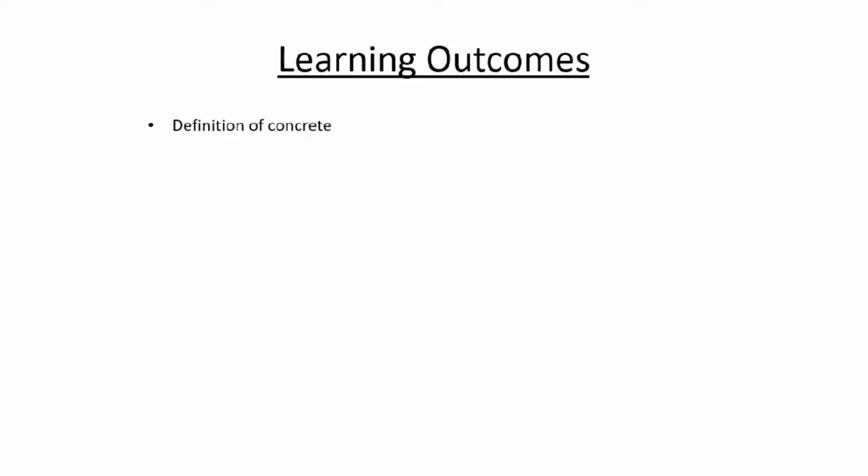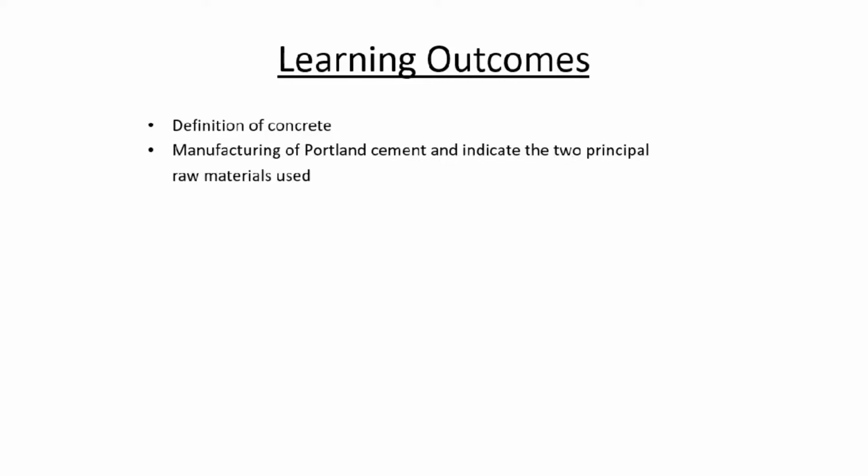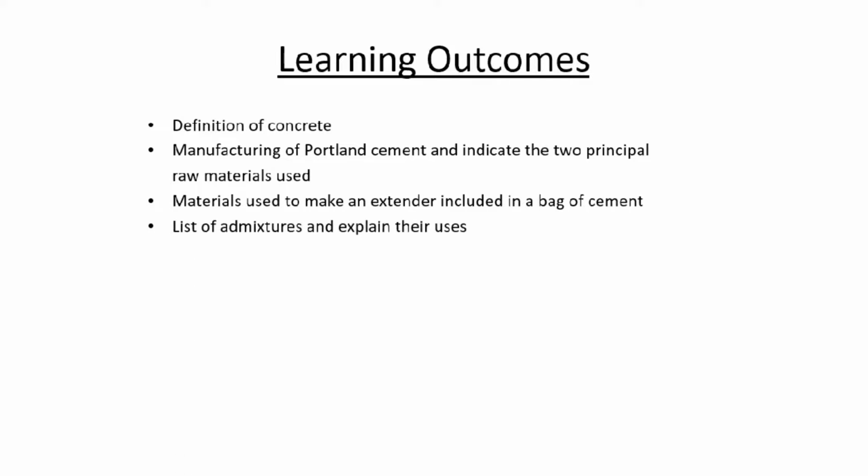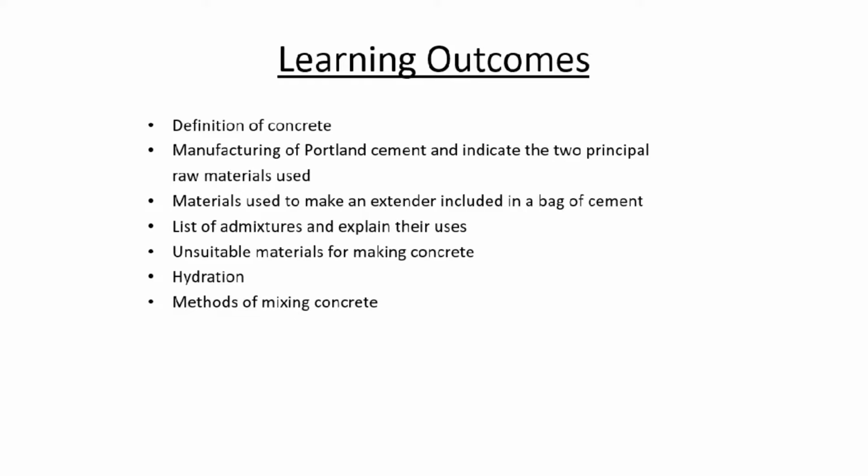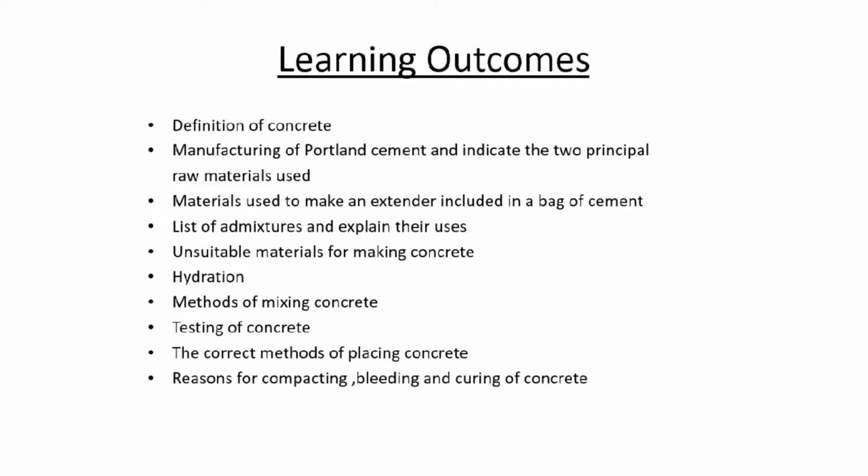Here are the learning outcomes. You must be able to define what is concrete, manufacturing of Portland cement, and indicate the 2 principal raw materials used. Material used to make an extender included in a bag of cement. List of admixtures and explain their uses. Unsuitable materials for making concrete. Hydration. Method of mixing. Testing of concrete. The correct method of placing concrete. Reason of compacting, bleeding, and curing of concrete.